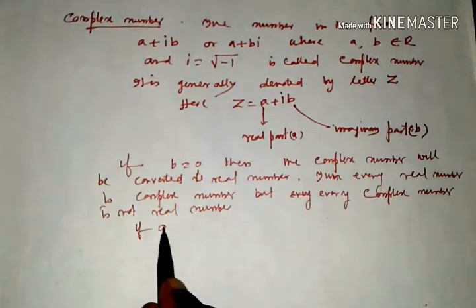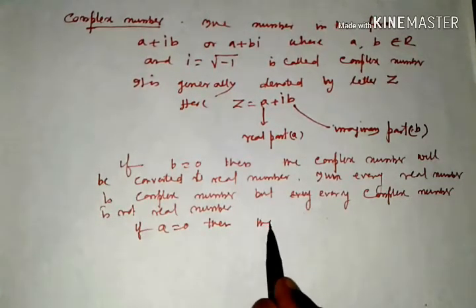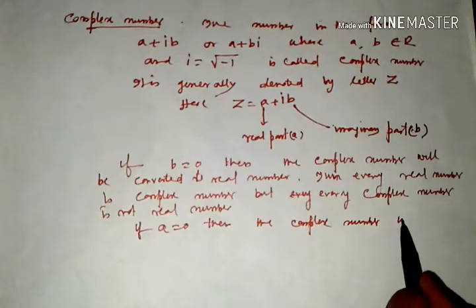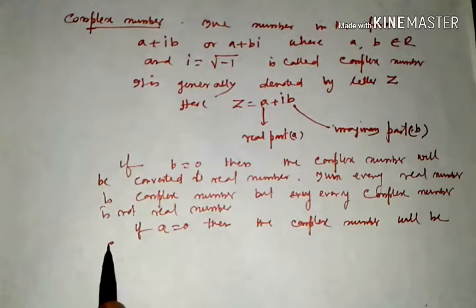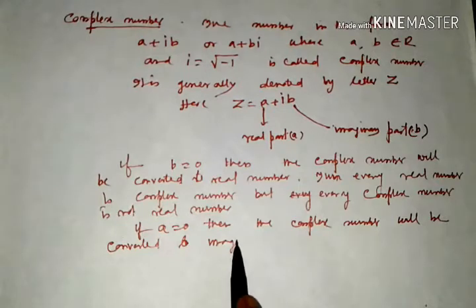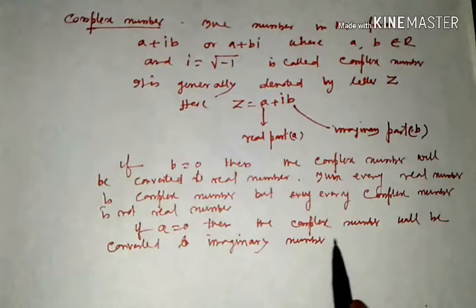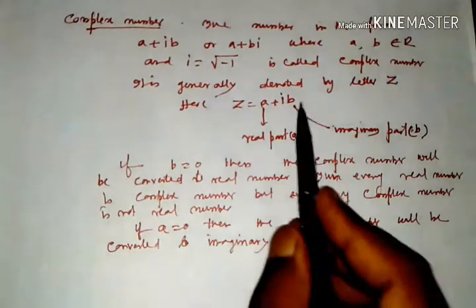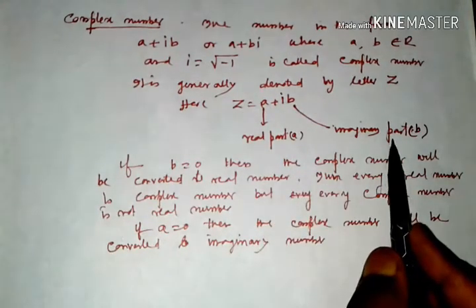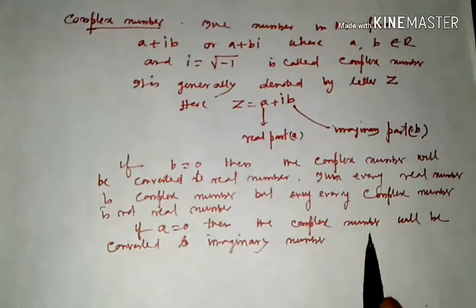Now if a is equal to 0, then the complex number will be converted to an imaginary number. If a is equal to 0, then its form is z is equal to ib, only the imaginary part will remain. So in that case, the number is called an imaginary number.